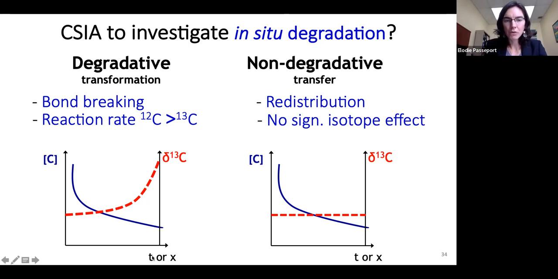If at the same time or at the same place, you see an increase, or more generally a change in the delta value, then this is a sign that degradative processes dominate. Conversely, non-degradative processes or transfer mechanisms simply involve the redistribution of contaminants in the environment, for example through adsorption, volatilization, or dilution. Usually there's no significant isotope fractionation. So if you observe a decrease in concentration, again, it only tells you we have contaminant loss, but you don't know if it's degradative or non-degradative. But if at the same time the delta value remains constant, then that can be a sign that these transfer mechanisms dominate.